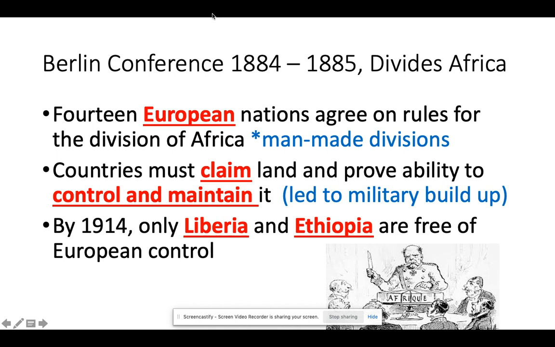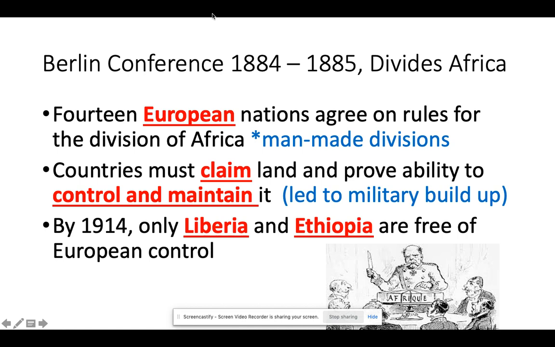They did not include any chief or any emperor from any of the kingdoms or tribes that made up Africa during this time. It was Europe that came together, the US joined in, and they decided what those rules of engagement would be.